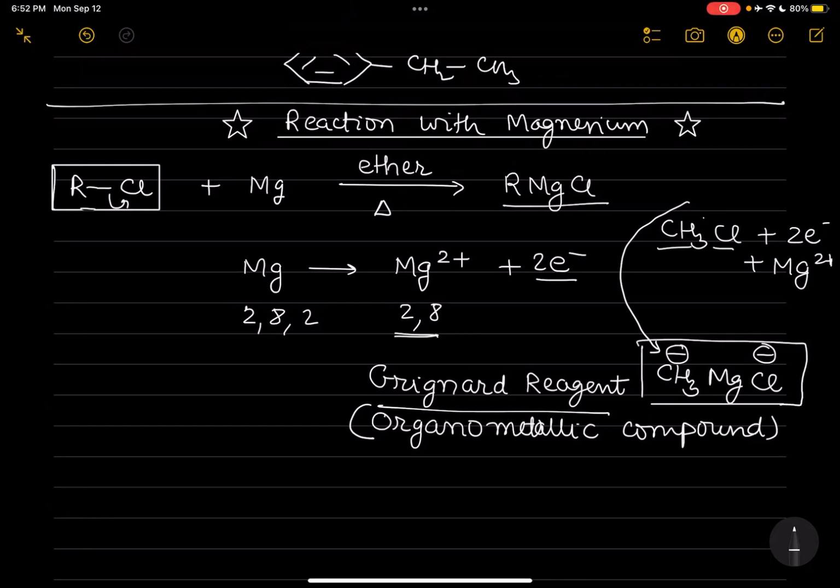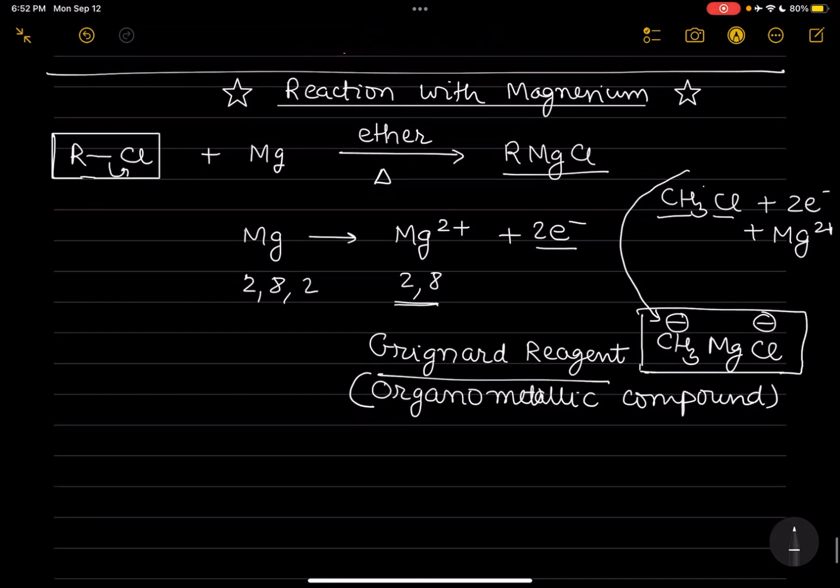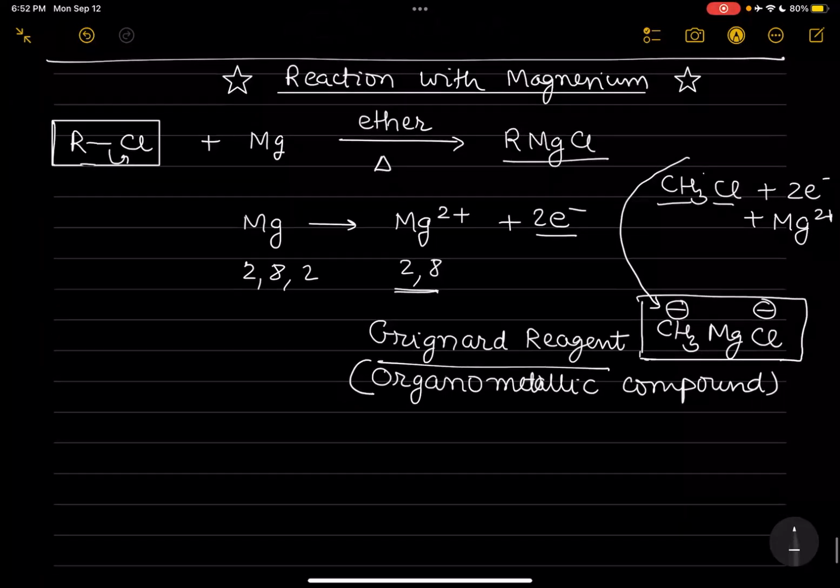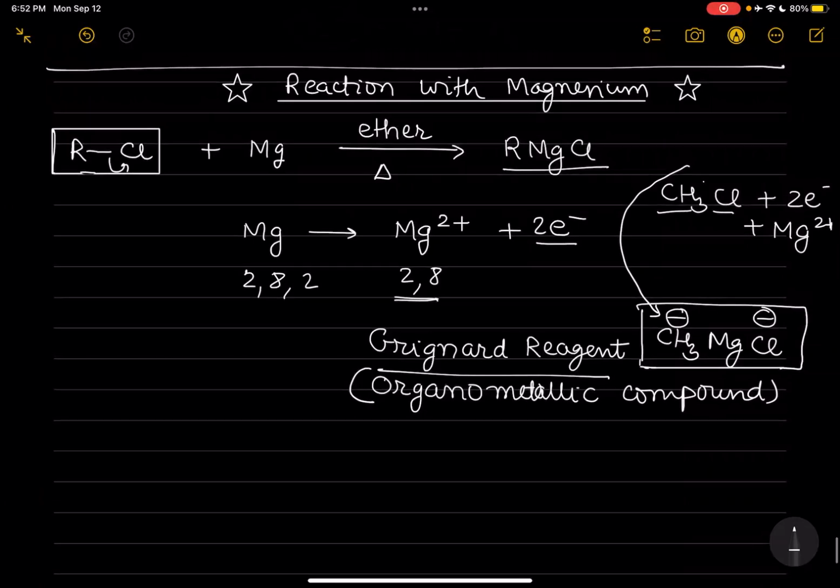Sir, explain what Grignard reagent was again? Grignard reagent is when you take an alkyl halide, chloride or bromide, and heat it with magnesium in the presence of ether. So the carbon-chlorine, carbon-bromine or carbon-iodine bond is broken, and magnesium comes in between the carbon and the halogen. Look here, the magnesium comes in between. Is it clear, Anushka? Yes, sir, understood. This is known as Grignard reagent.